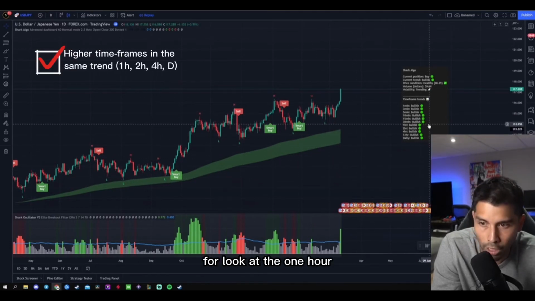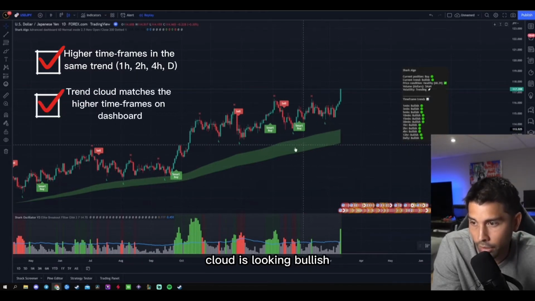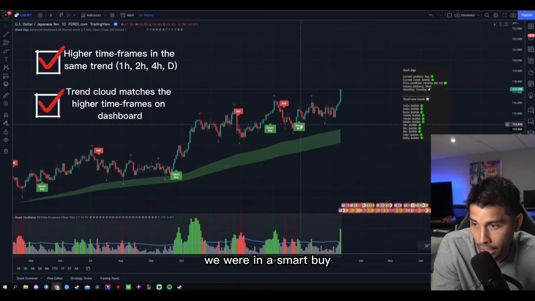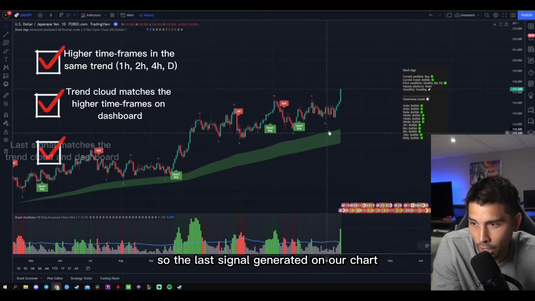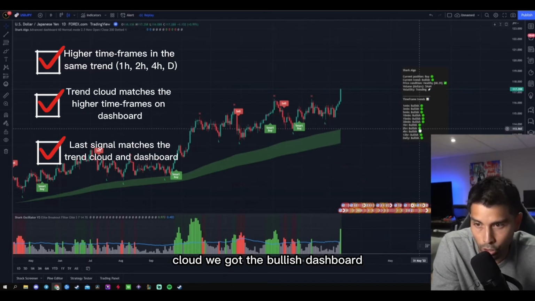So for example, if we're looking at the 1 hour up to the daily, everything is matching. So everything is looking bullish over here. Our trend cloud is looking bullish. We were in a smart buy. So the last signal generated on our chart was a buy signal, smart buy signal. So these are all rules that we need to make sure are essentially valid right now. So we have the smart buy, we got the bullish trend cloud, we got the bullish dashboard.